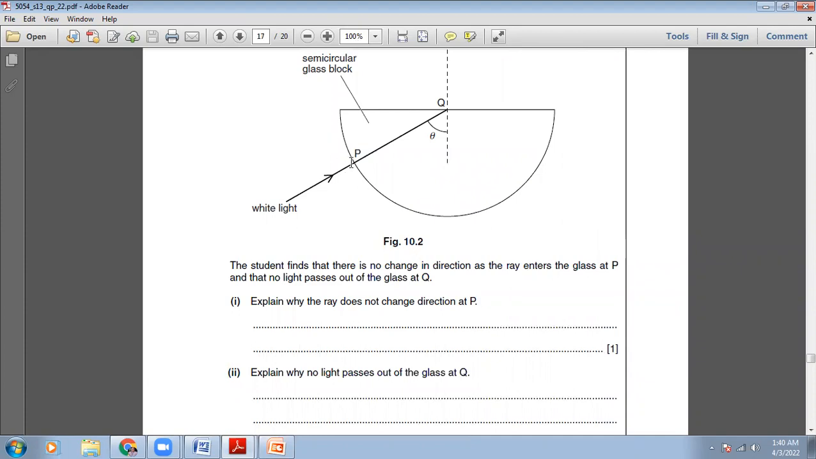You see, if you draw normal here at the point of incidence, you will find that the angle between the tangent and this incident ray is 90. It means that the incident ray is making a 90-degree angle with the surface of the glass. So the light is entering basically along the normal. So whenever the light enters into another medium along the normal, that light does not change its path.